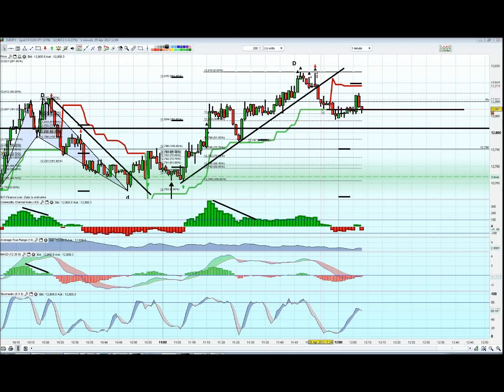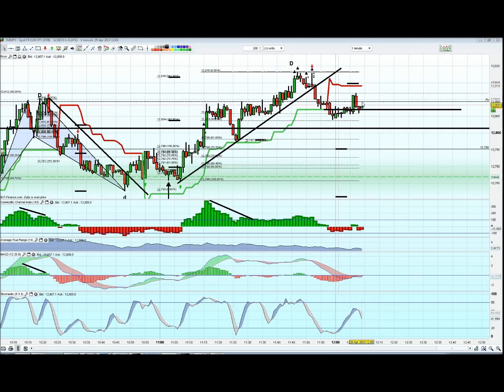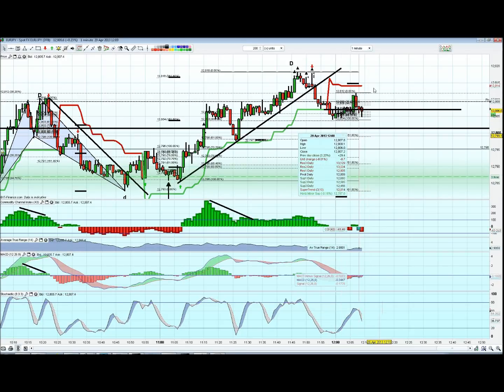Okay, we're in short, filled at 807, stop above 814, first target 795, second target 780. I'll have a look and see what she does around the 161 area. Move the stop to break even once she's hit this area.